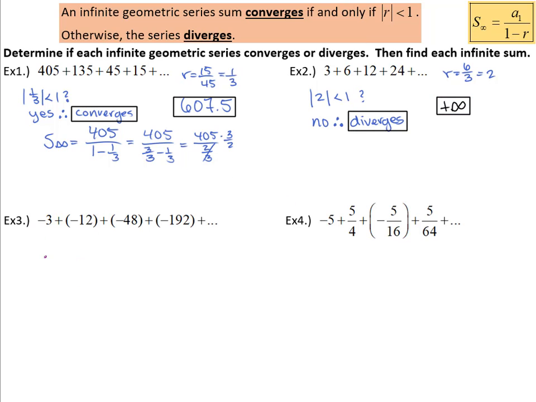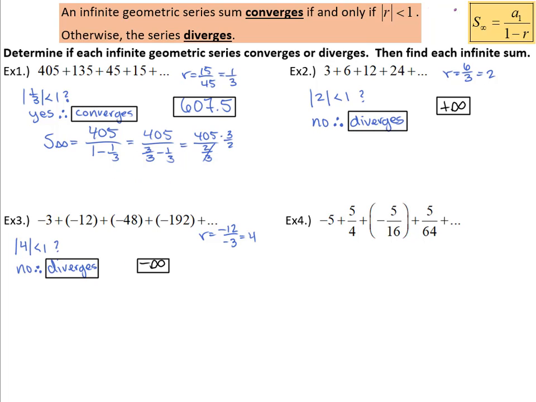Okay, here are 2 more to try. Again, let's figure out r. If I take any term, I'm going to take -12. Pick the easiest numbers, right? Divided by the previous term, -3. We end up with +4. Is the absolute value of 4 less than 1? Absolutely not, which means, again, this is going to diverge. It doesn't converge to a nice value. And if I looked at this sum, what is it diverging to? We're getting a really big negative number. If I add all these negative numbers together, we get a really big negative number. So this diverges to negative infinity.